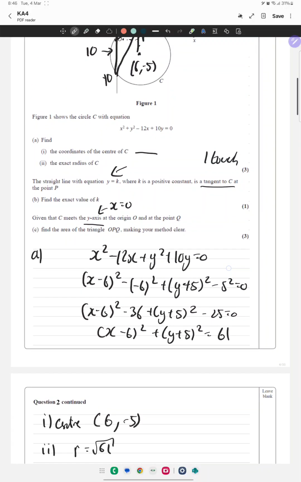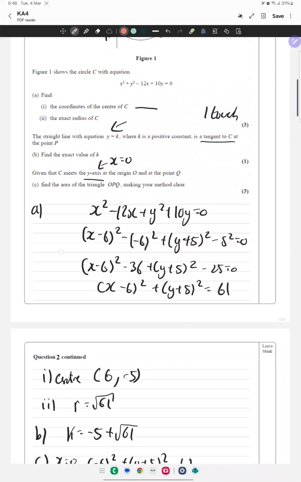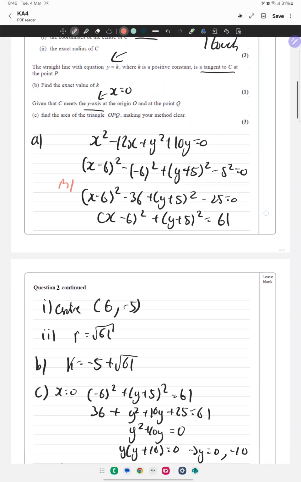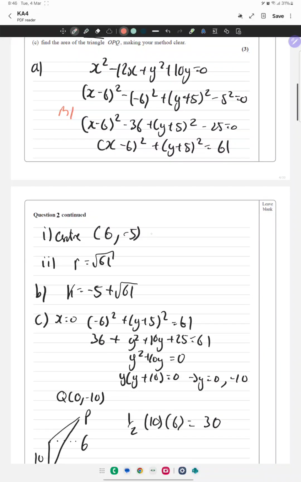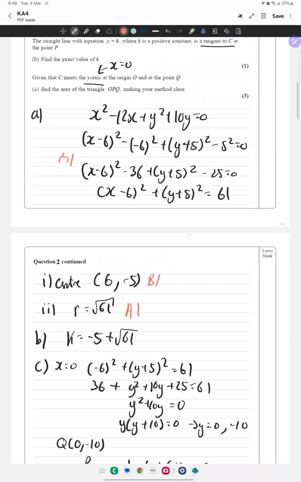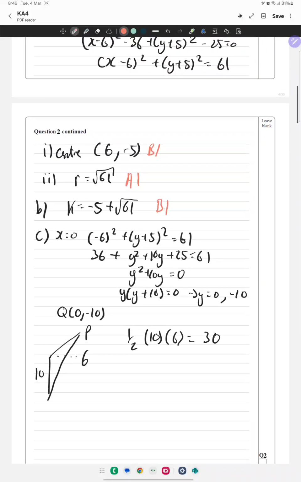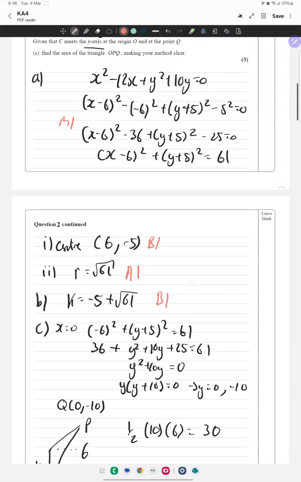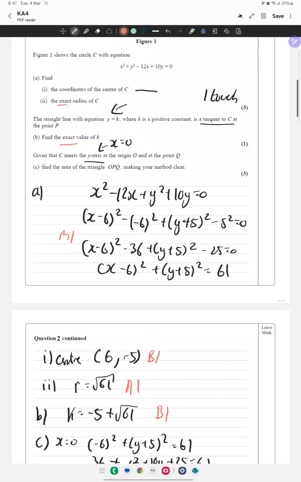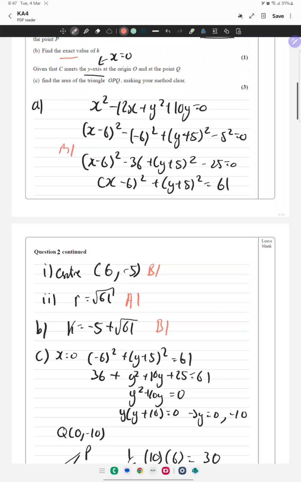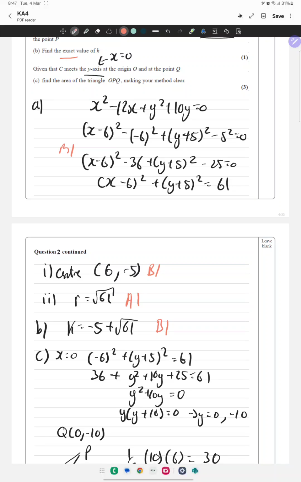Now I'll mark it. So it's an M1 for an attempt at completing the square. It has to be this kind of format: x plus or minus something, squared, y plus or minus something, squared. The centre was a B1 and the radius was an A1. Really, this M1 and A1 are both for A2, but it doesn't really matter. This answer was just a B1, so it's just get it or don't. No two ways about it. Do note that it says exact, just like the radius. So if you put just decimals for these, you got no answer.